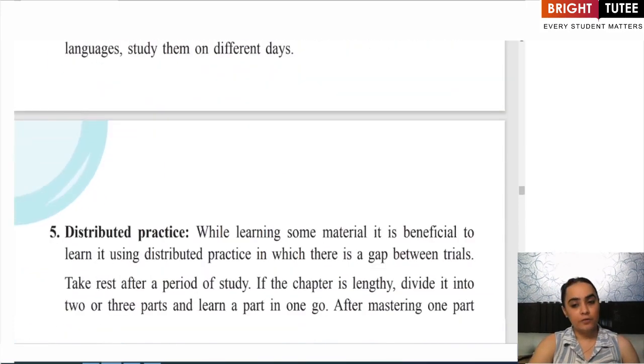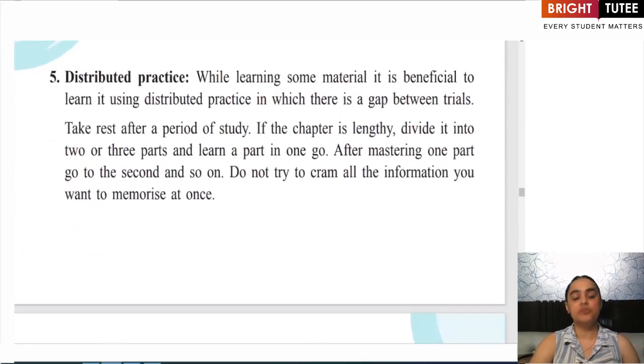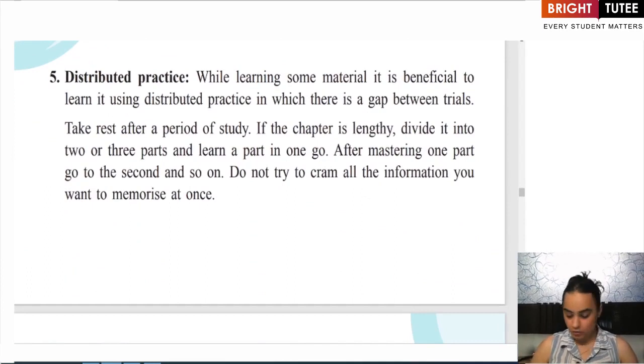The next way of improving your memory is distributed practice. This is something we all know. Anything, when distributed properly, evenly, and sensibly, is going to be better as compared to something which is all muddled up and which is all intermingled with each other. So, whenever you are learning, you have to distribute your learning schedule.